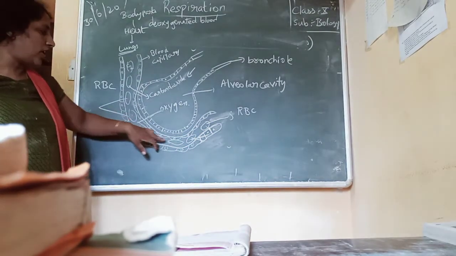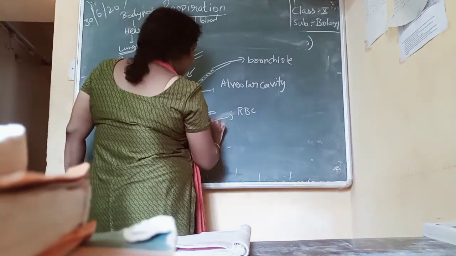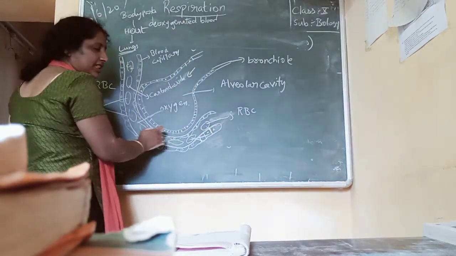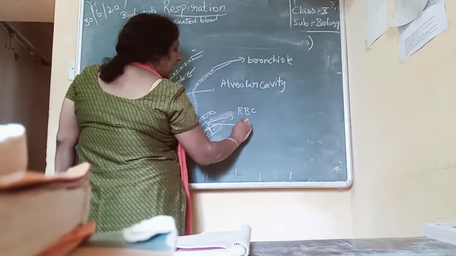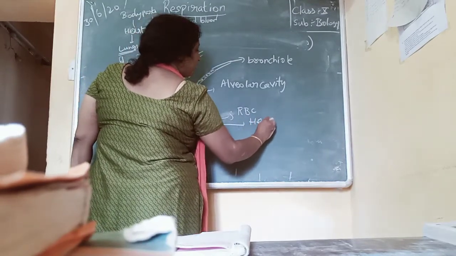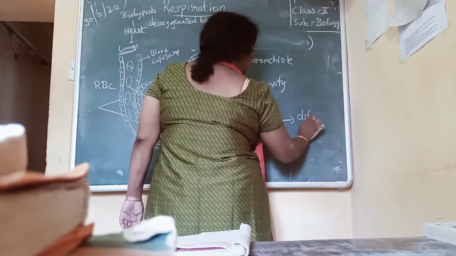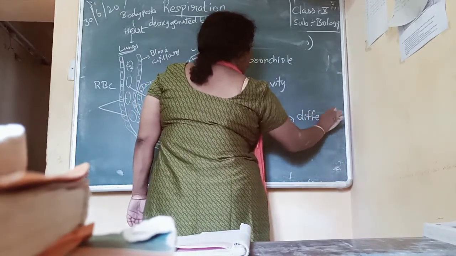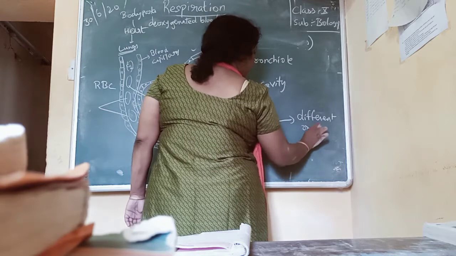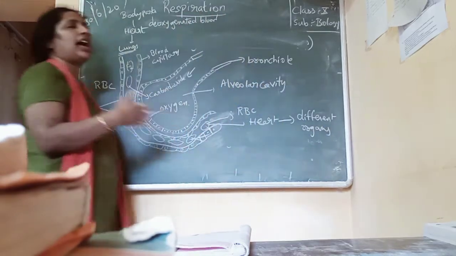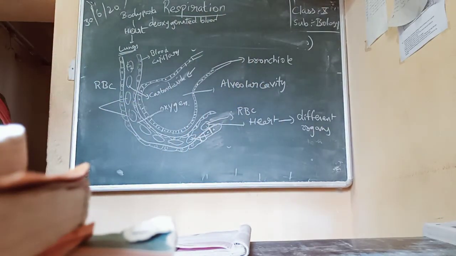So now the oxygenated blood, what happens now? RBC is oxygenated, blood is oxygenated. Again it reaches the heart. From the heart it is pumped to the different organs of the body. This is about the gaseous exchange.